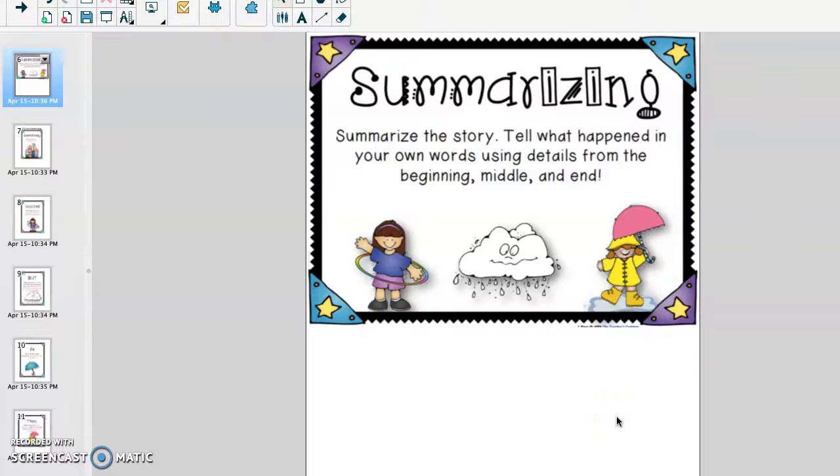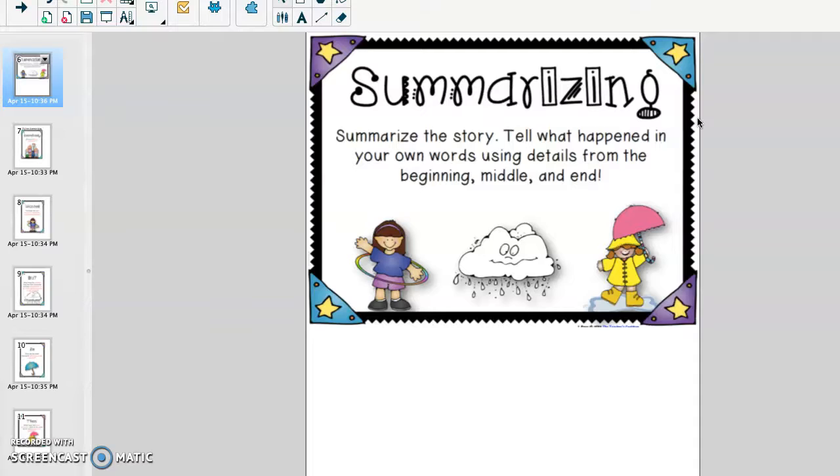Good morning, students. Today we're going to talk about a reading skill that we have practiced many times in the classroom, and it's always an important skill to review, and it's called summarizing. And we are going to be talking today about summarizing fiction stories. Remember, fiction fake, nonfiction real.